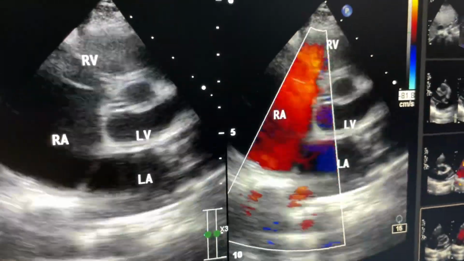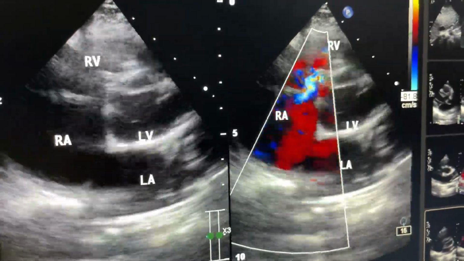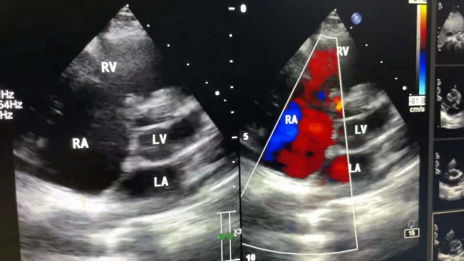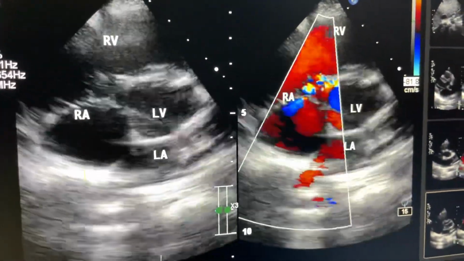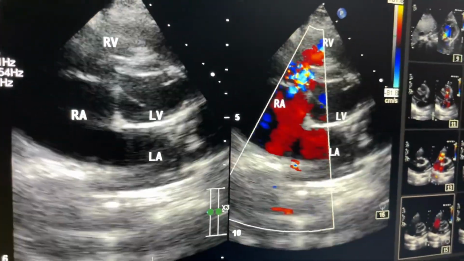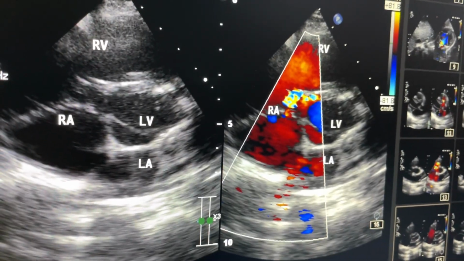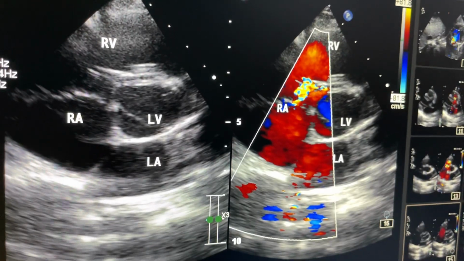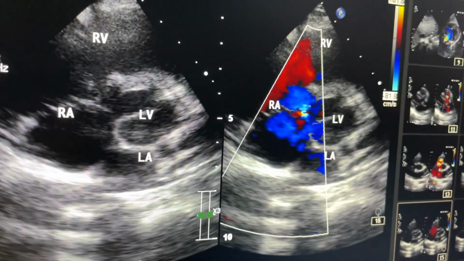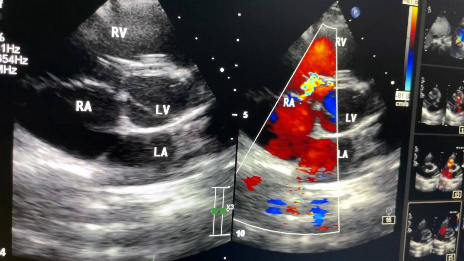This is the case of isolated Gerbode defect. Normally you will miss this defect for perimembranous VSD. In this case you can see the flow is coming from left ventricle, so from left ventricle into right atrium directly without going into right ventricle. So this is direct Gerbode defect, isolated Gerbode defect, because there is no associated VSD.